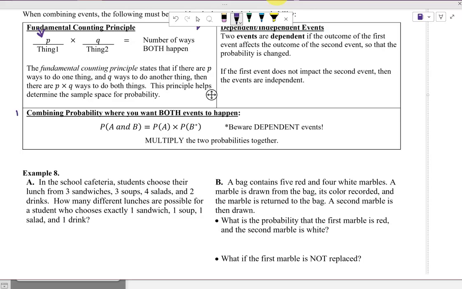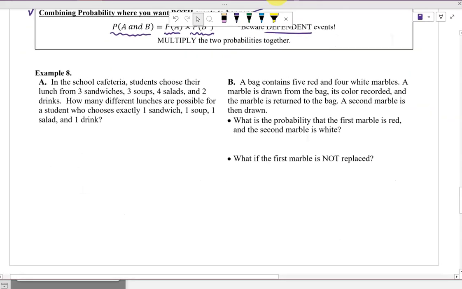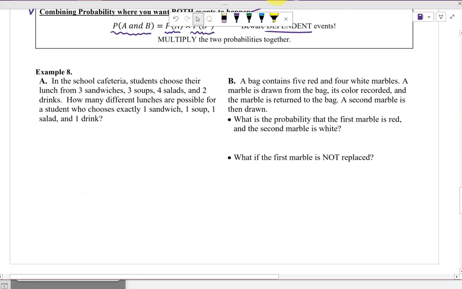Okay, combining probabilities where you want both events to happen. So the probability of event A and B happening is the probability that event A happens times the probability that event B happens, but be really careful because they have to be independent. So if they're dependent, then that's going to change this. Okay, multiply the two probabilities together if they're independent. So this is the counting principle right here on example 8.